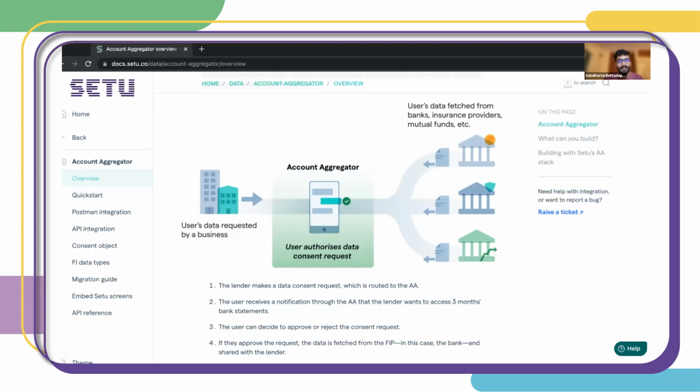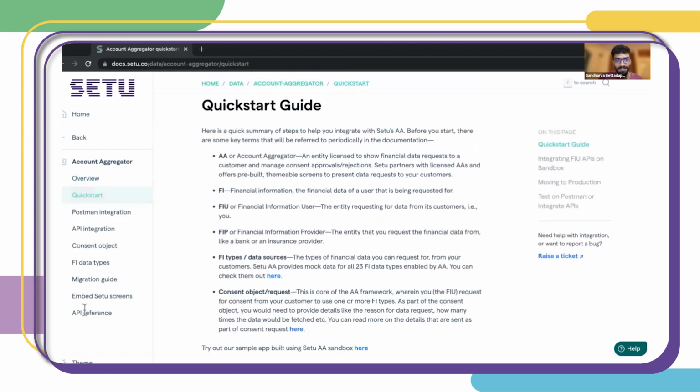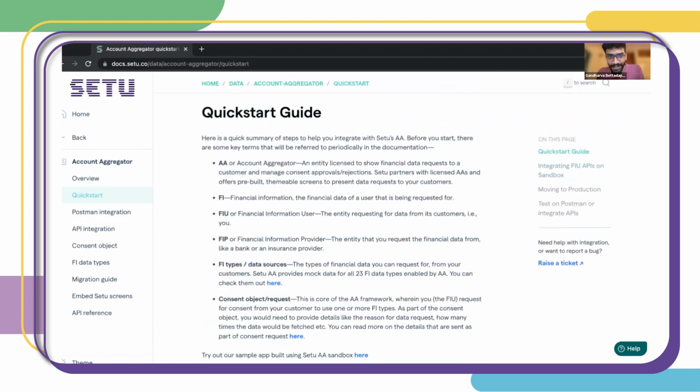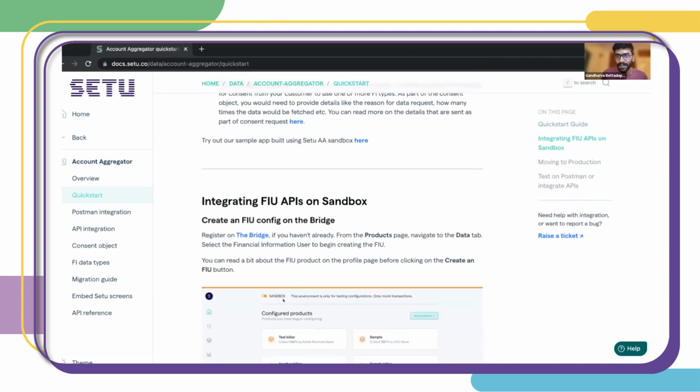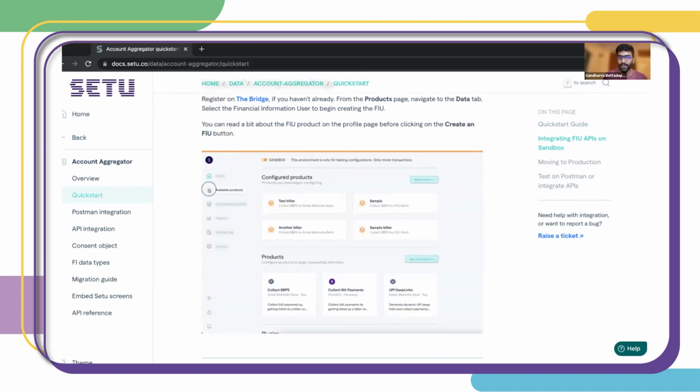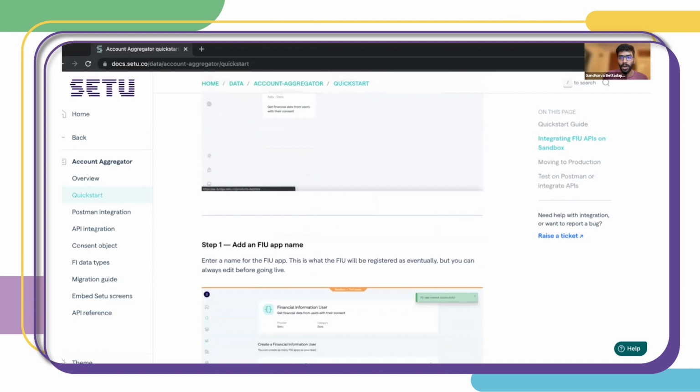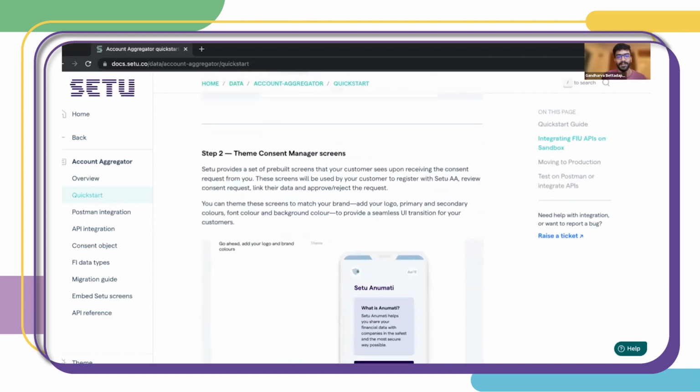Currently, we have something called the account aggregator sandbox on Setu. You can visit docs.setu.co to read more about this. There's all of this information, the AA, the FIU, the consent object. You can create an account on Setu, on bridge.setu.co, and access these account aggregator APIs yourselves, and create and actually fetch some mock financial data for yourself.